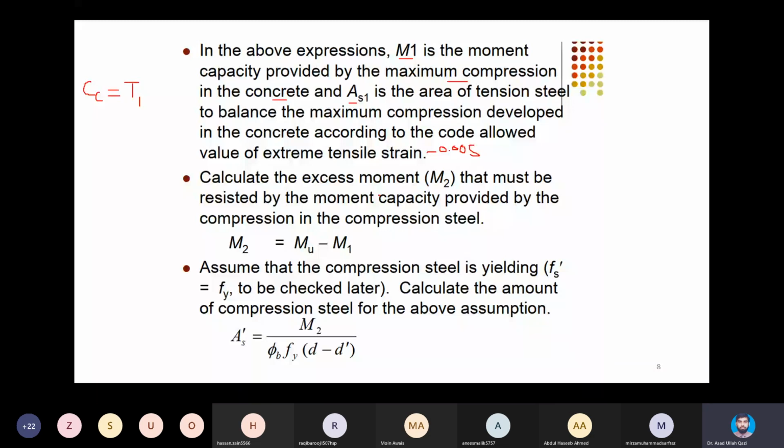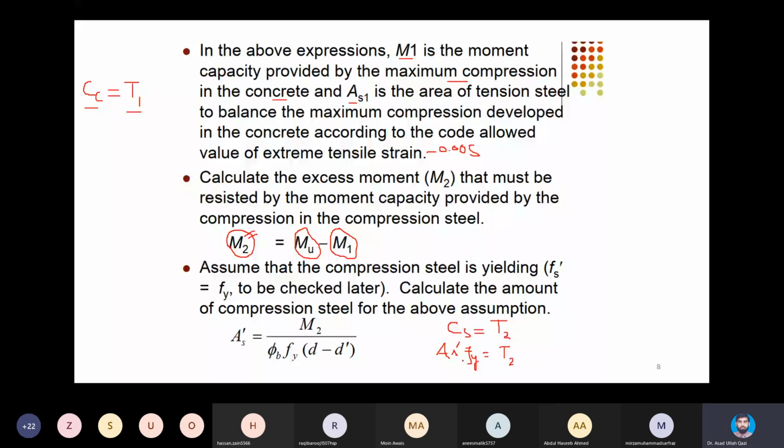Now, in reality, my MU is greater than M1, and the surplus moment which I am unable to resist by making only a couple between steel and concrete will be M2. That M2 I will then equate, and I will write one equation now for a couple between steel and steel. So I will say the surplus moment I will be resisting with the compression steel and a component of tension steel. So I will write an equation between a compression steel AS prime Fy and one component of tension steel which will make equilibrium with that.